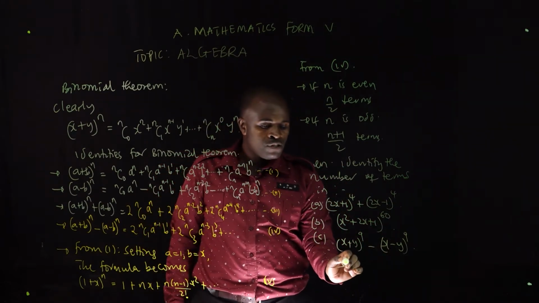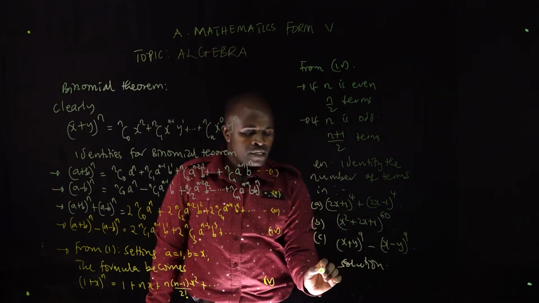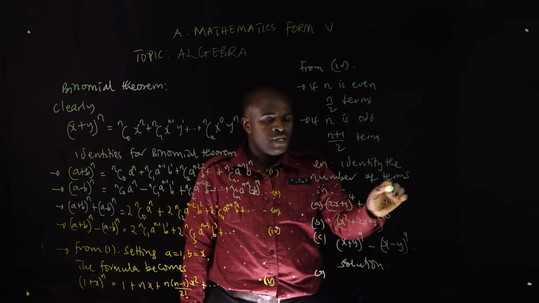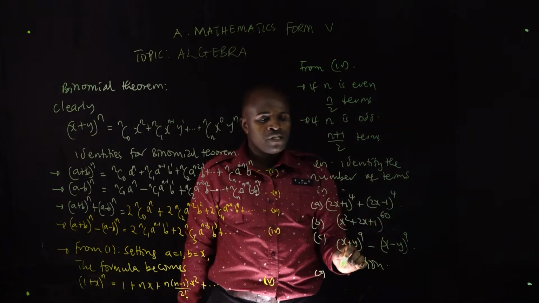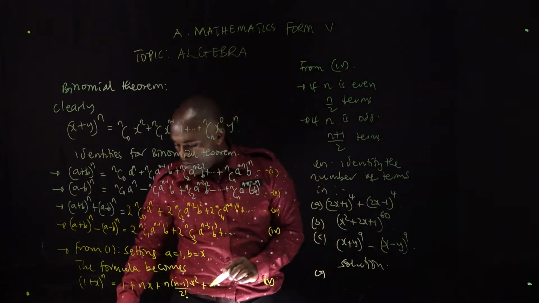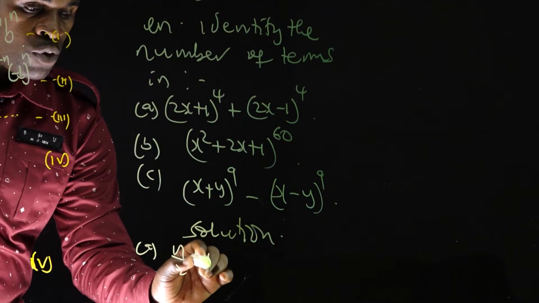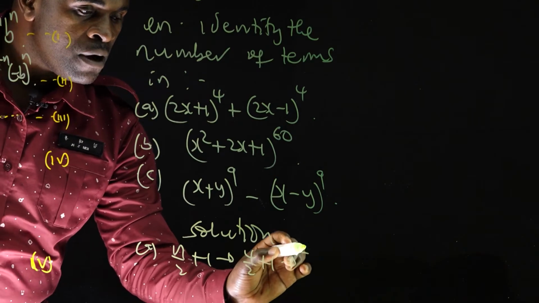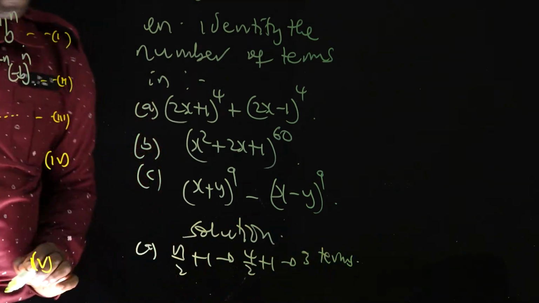So here, class, using the formulas we have posted at the top, it is easy to say that with this one, our n is even. And since n is even, we have seen the number of terms is n over 2 plus 1. It means 4 over 2 plus 1, which is 3 terms in this expansion.